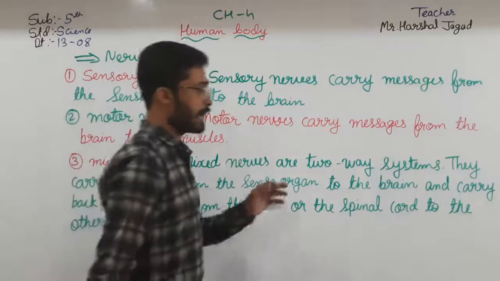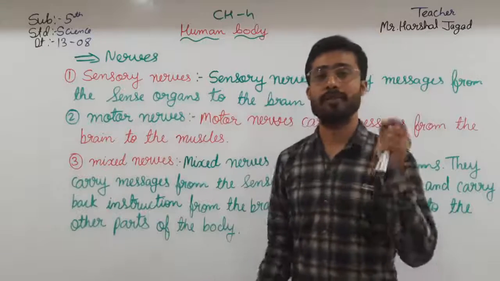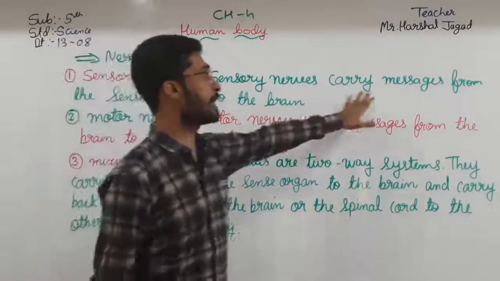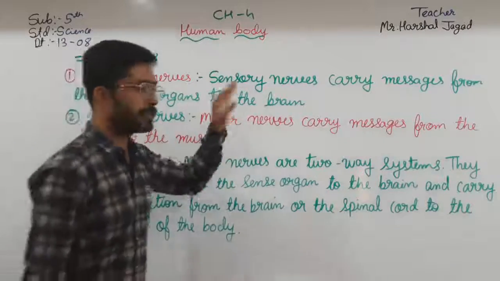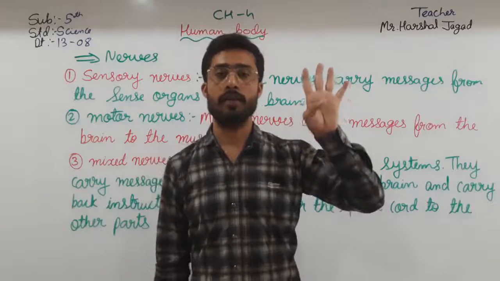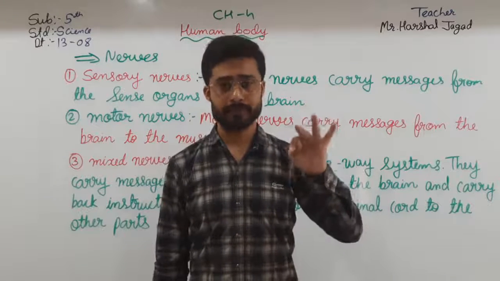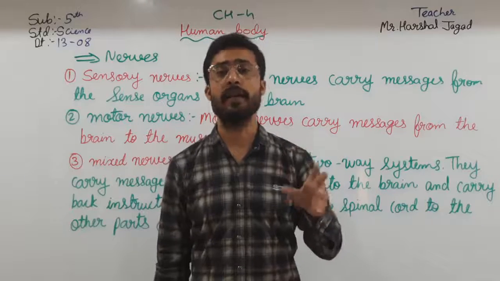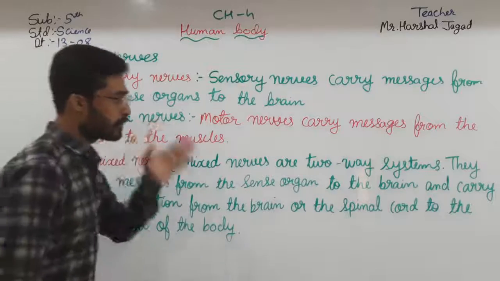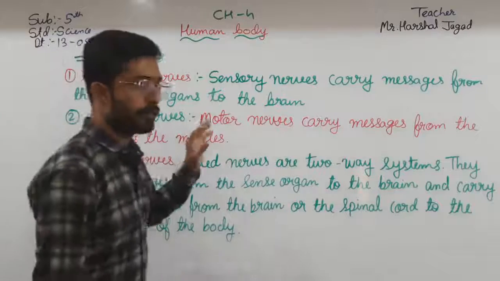Here the nerves are of three types. First are sensory nerves. So what do sensory nerves do? Sensory nerves carry messages from sense organs to the brain. Which are the sense organs? The five sense organs are eyes, nose, tongue, ears and skin. Okay, so these are all the sense organs. Then motor nerves. So what does the motor nerve do? Motor nerves carry messages from the brain to the muscles.